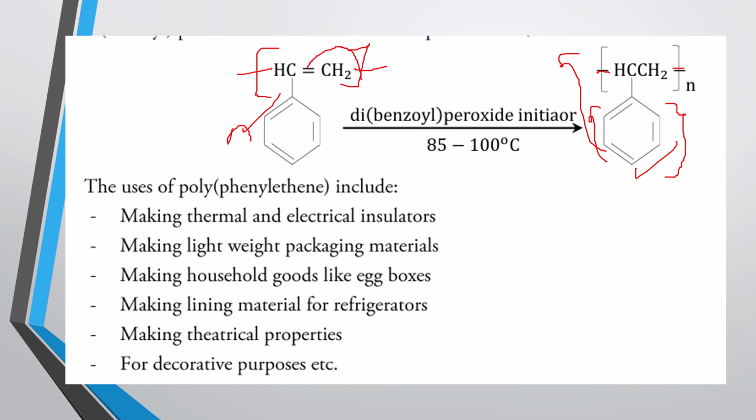Now let's look at the uses of polyphenylethene. One of them is making thermal and electrical insulators, since they are poor conductors of heat and electricity. Also, we use it in making lightweight packaging materials. We can use it in making household items such as egg boxes, where you put eggs. And also, we can use it to make lining of materials such as refrigerators. It can also be used for decorative purposes. They use mainly plastics and polymer materials in decorating weddings.